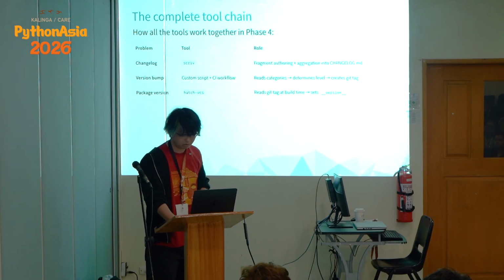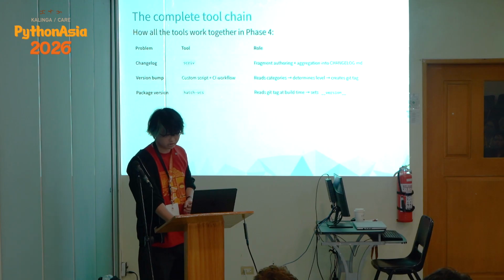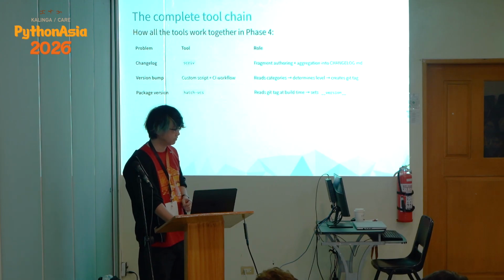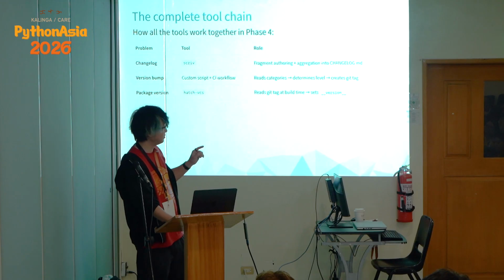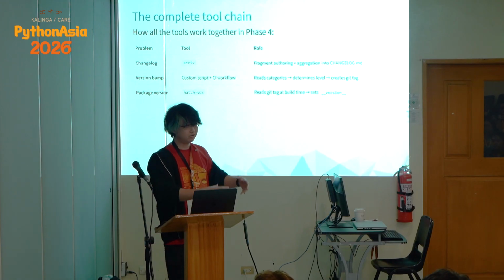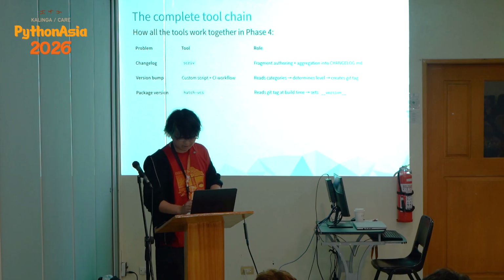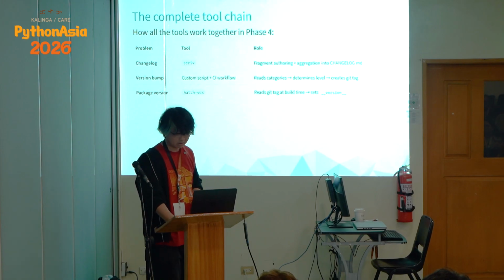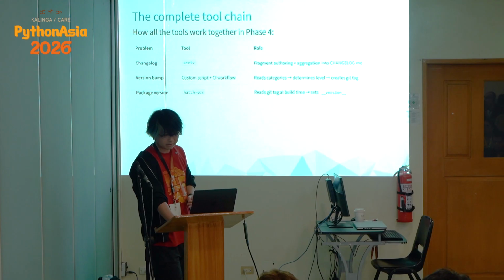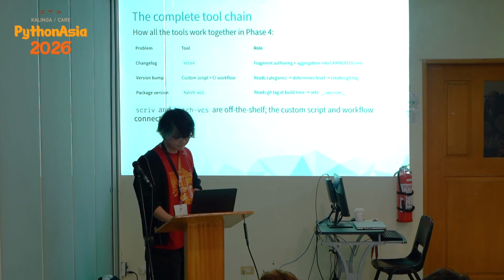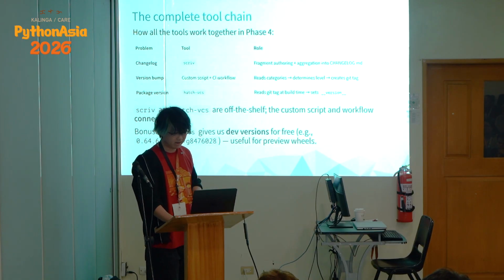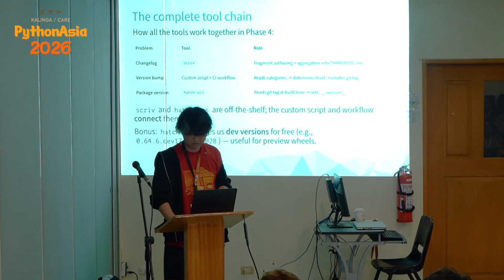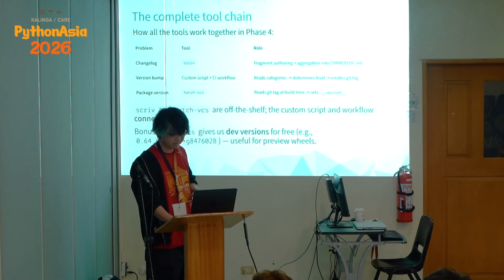So here is how it all fits together. Scribe handles the changelog fragments. The custom script I wrote and the CI workflow handle version bumping and tagging. Then HVCS reads the tag at build time to set the package version string embedded in the built wheel file. Scribe and HVCS are both off-the-shelf tools, and the custom stuff just connects them. And remember that dev version bonus from earlier? HVCS gives every non-tagged build a unique dev version. So that is perfect for those review wheels.